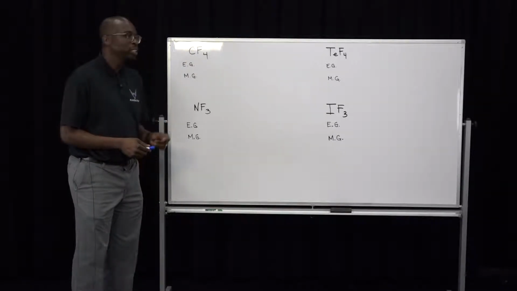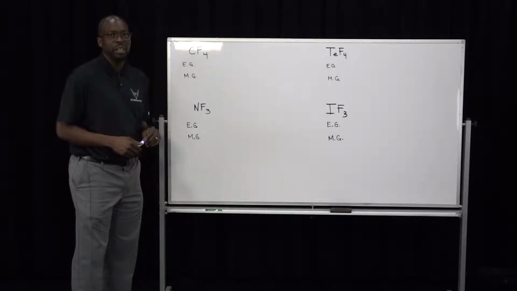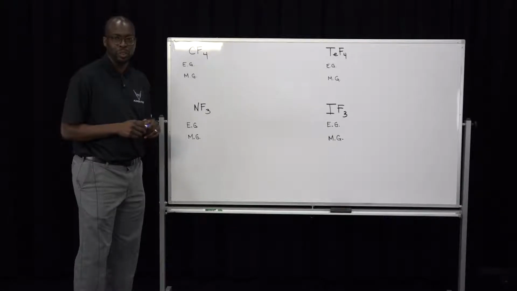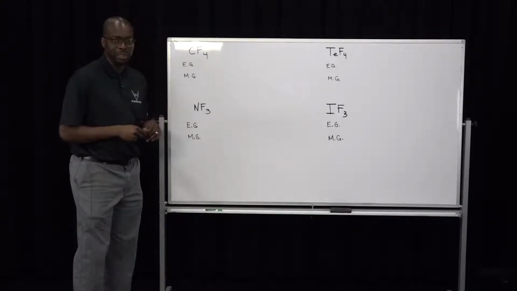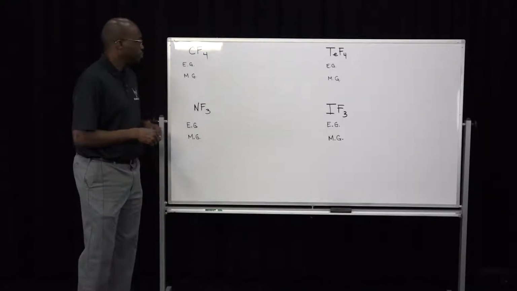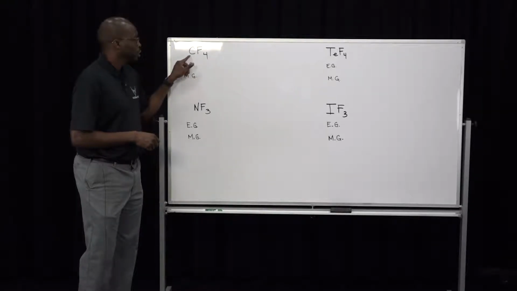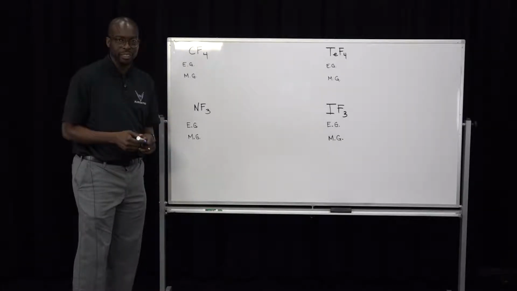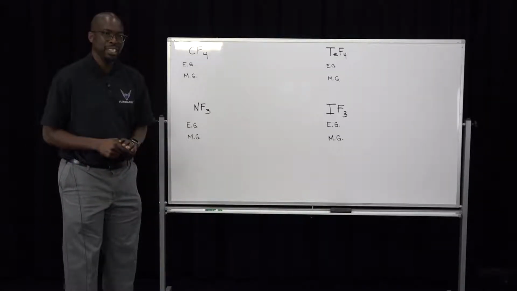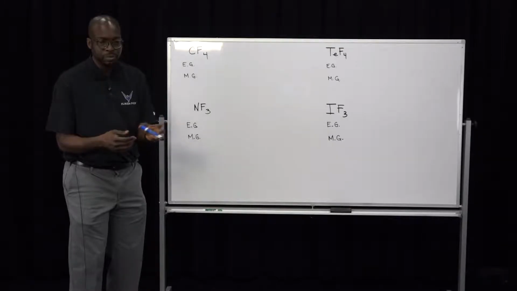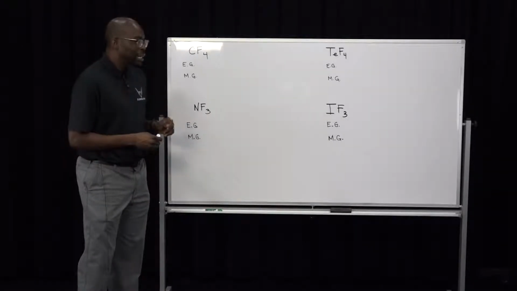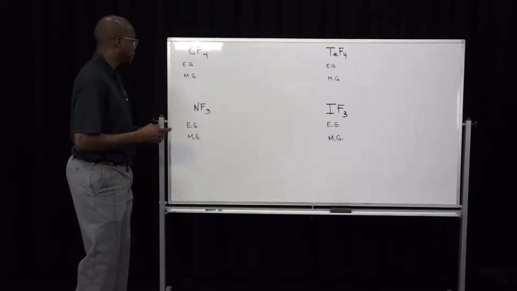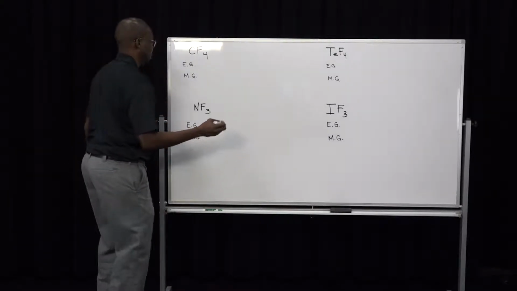Once you divide that by 2, you'll have your number of charge clouds in order to get your electronic geometry. So in this case, 4 plus 4 is 8, divided by 2, you have 4 charge clouds. The 4 charge cloud case is pretty standard. Every time we have 4 charge clouds, the electronic geometry is going to be tetrahedral.